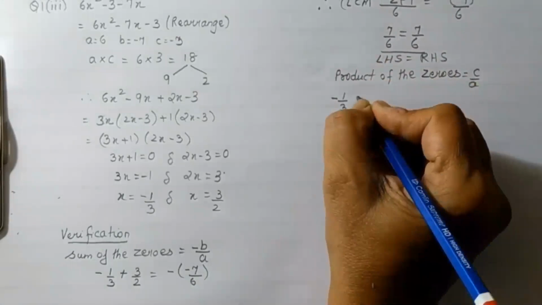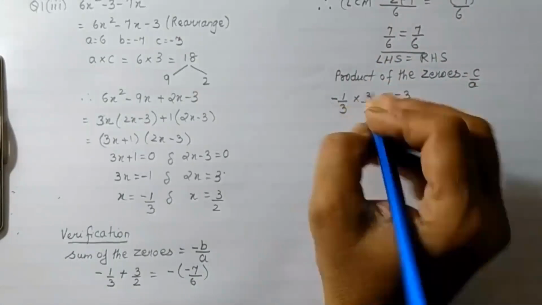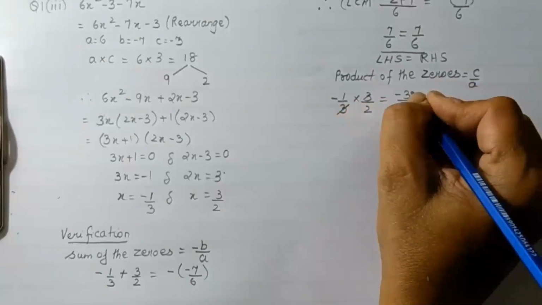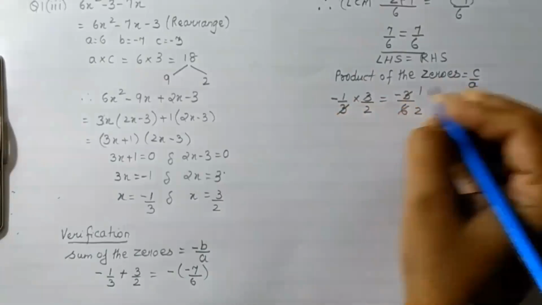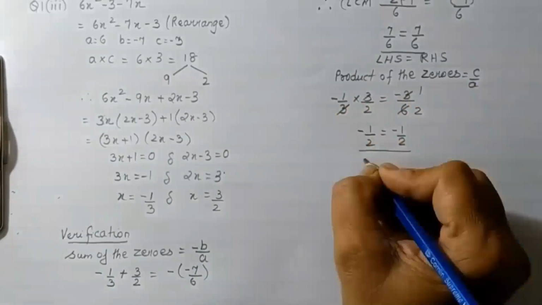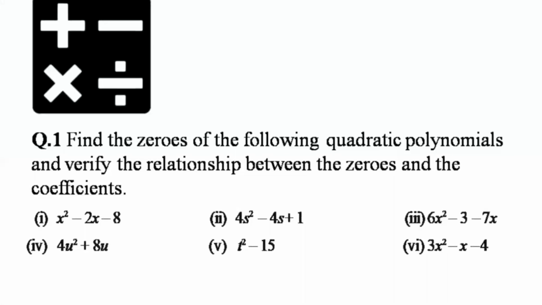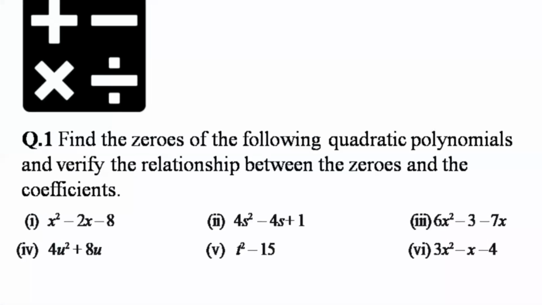C upon A is the product of zeros. Remember, the sum of the zeros is minus B upon A, and the product of the zeros is C upon A. So minus 1 upon 3 multiplied by 3 upon 2 is minus 1 upon 2. And C is minus 1 and A is 2. So that is that. Okay.